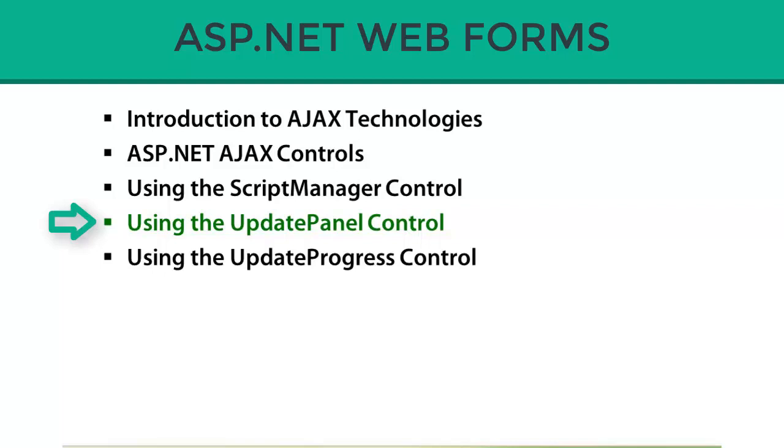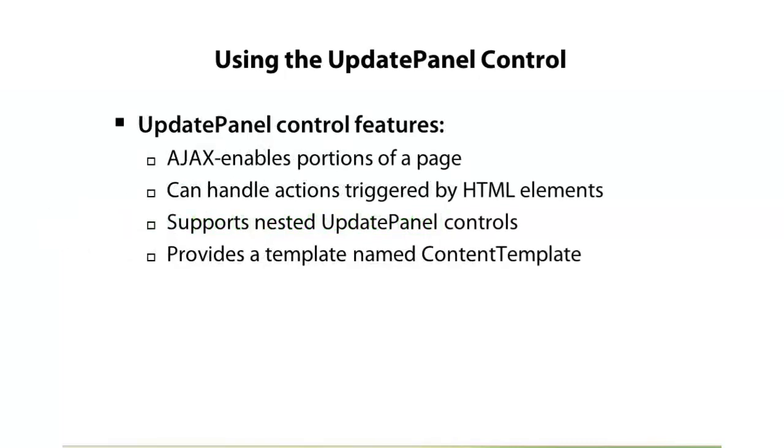So the update panel control does require the script manager. If you recall from the previous section, the script manager loads required AJAX scripts, and it initializes a special client-side JavaScript object called the page request manager. Well, that page request manager is actually used by the update panel control. So as long as you've added a script manager into your page or into a master page, then you can use the update panel. What does the update panel do?